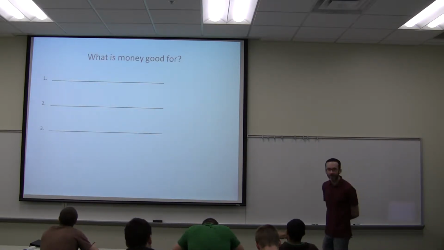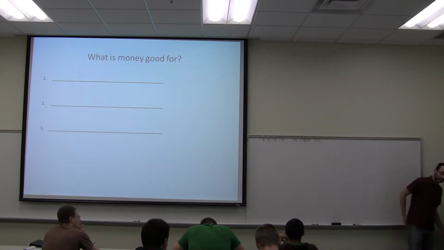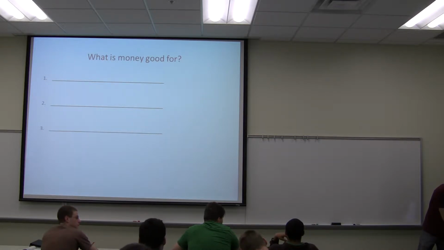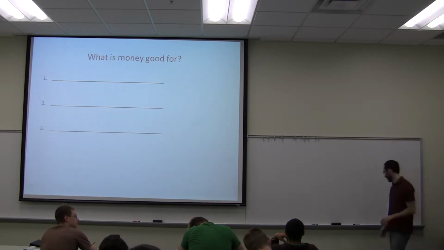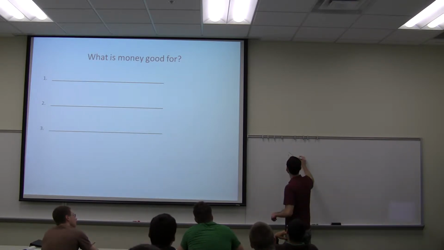Okay, so what is money good for? What's the use of money? Buying things? Okay, buying things. What else? Bribing people. Bribing people. All right, have you had to bribe a lot of people at Marshall? Hopefully not. All right, so the first thing is as a medium of exchange.